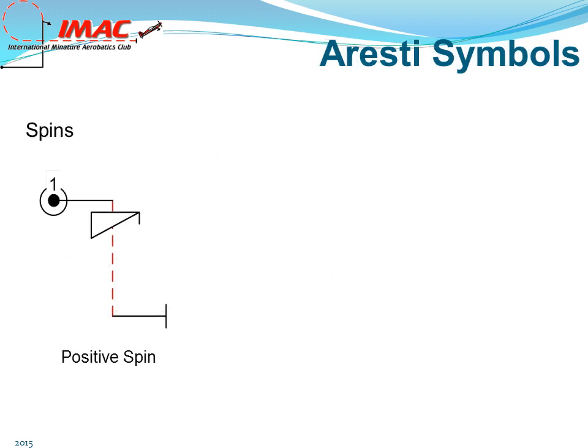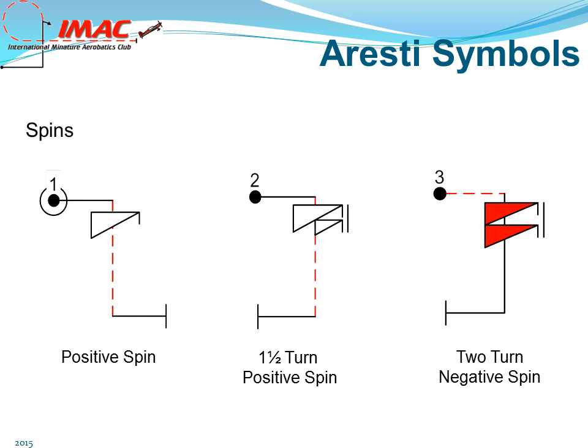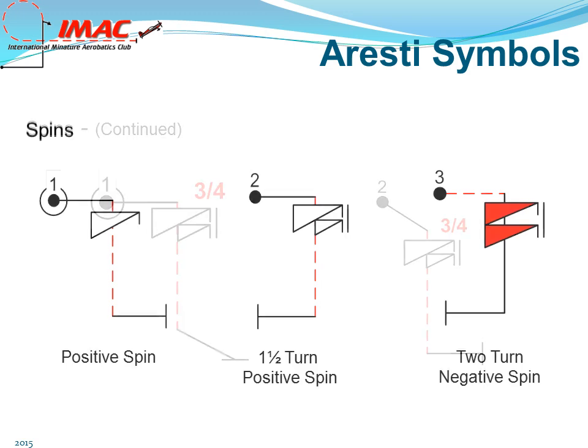Spins. Spins are shown as right triangles. These also have a little line or a flag which points to the direction of flight. Positive spins are unfilled while negative spins are filled in red or black. More than one turn spins will always be linked and drawn with a line joining the right triangles. This is an example of a two-turn negative spin.